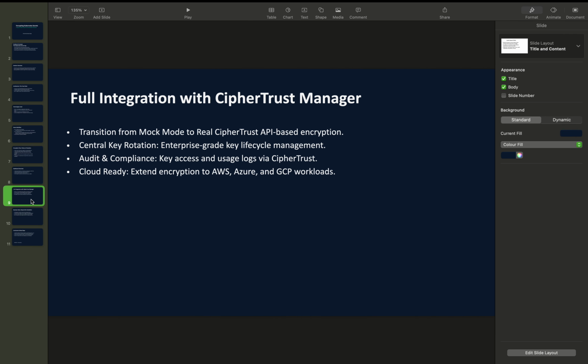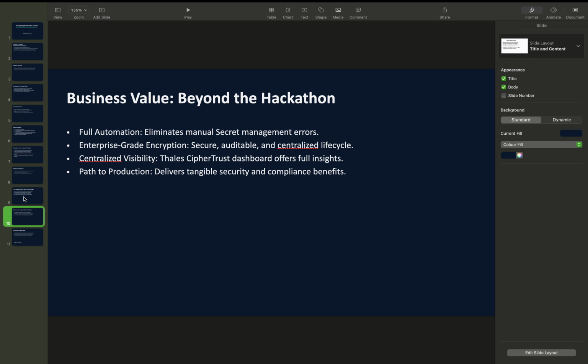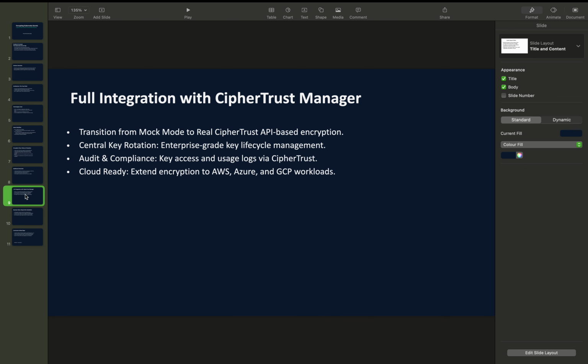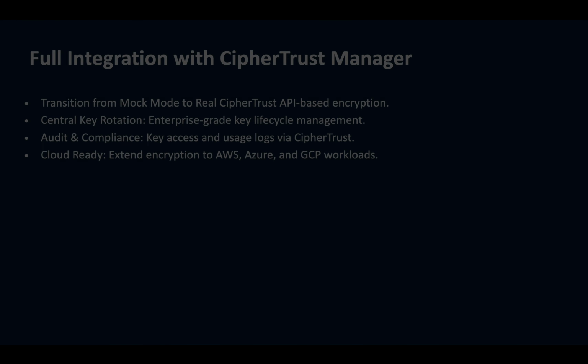So now I'll talk about the future integration with CipherTrust Manager. In this demo, we have used local AES-GCM encryption for simplicity. In a real enterprise setup, we would integrate CipherTrust Manager APIs, and the operator would request a DEK from CipherTrust Manager. CipherTrust Manager would wrap it with the KEK and return it. Secrets would then be encrypted with the DEK, ensuring centralized audit logs and key lifecycle control.